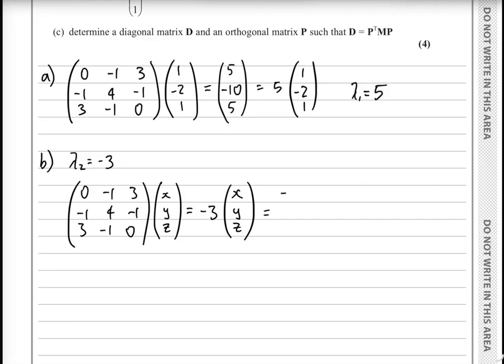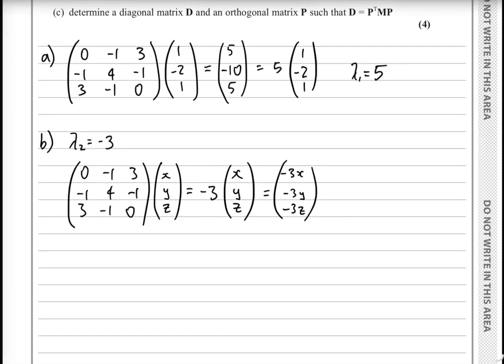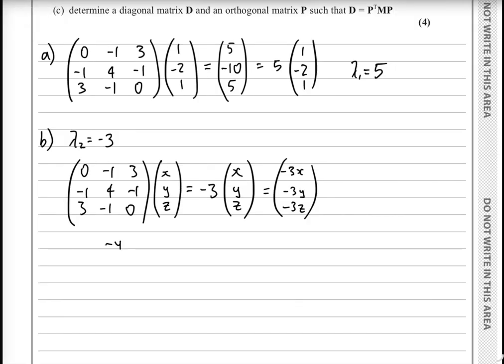What I can do then is put that into there, apply the matrix multiplication on the left here, and then equate the components, get 3 equations, and hopefully that will tell me some useful information to determine what x, y, and z must or can be. Multiplying this, we get 0x minus y plus 3z must equal minus 3x. Second row gives me minus x plus 4y minus z, and that must equal minus 3y. And the third row, 3x minus y plus 0z must equal minus 3z.